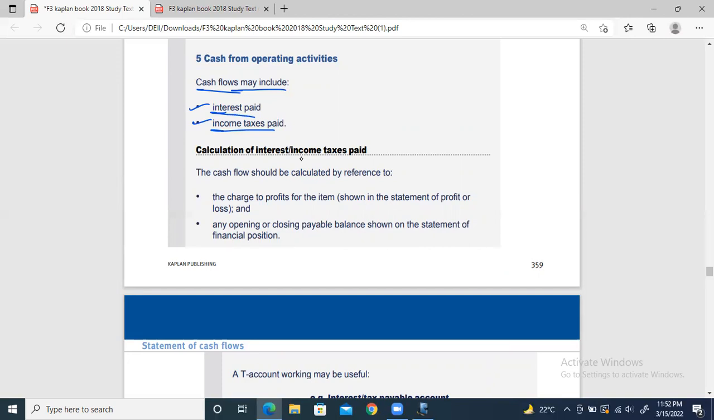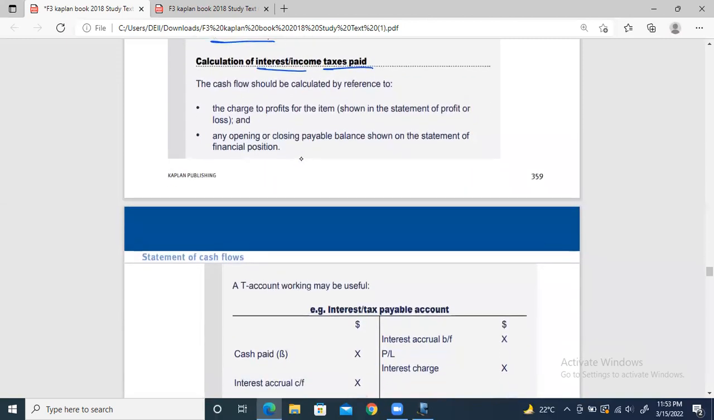So what happens is that everything is related to cash, and the same thing I explained to you, that now everything will be paid, nothing will be payable over here because payable was considered with accruals concept. Okay, now calculation of interest or income taxes paid. So there is a little bit of common sense involved over here as well. We use some T accounts in this case because in some cases the examiner might not give you a ready-made amount, right? So in that case we will have to use a T account to calculate that.